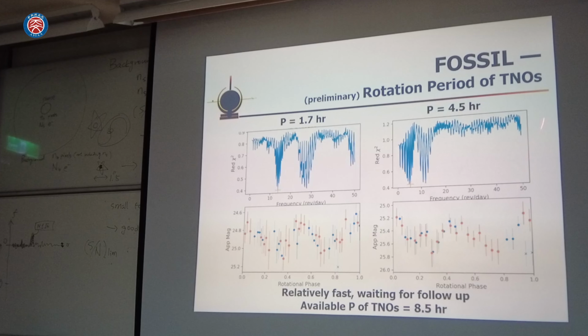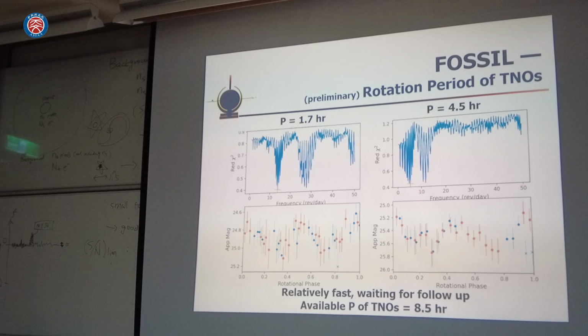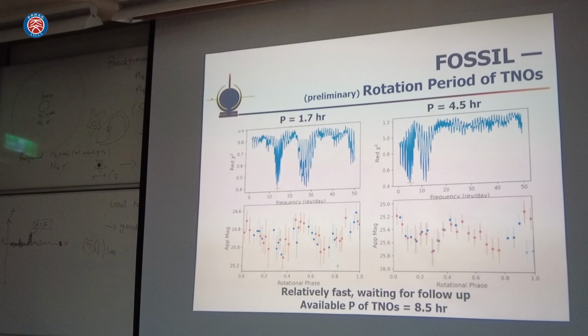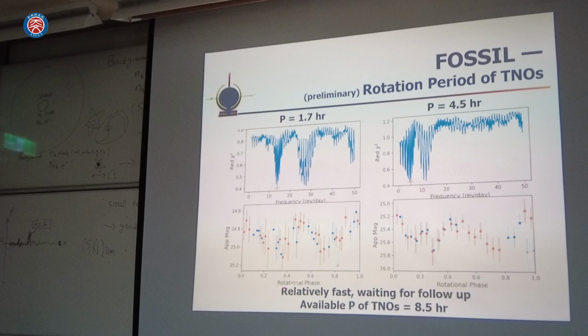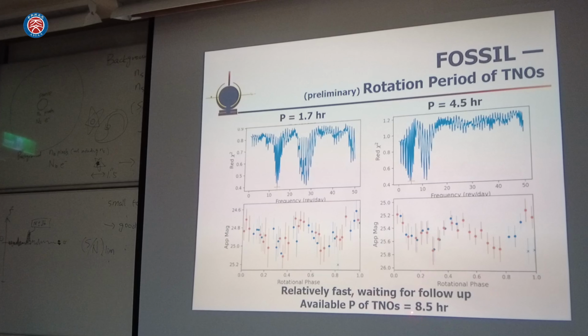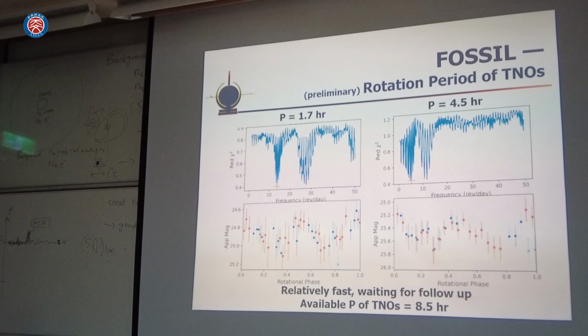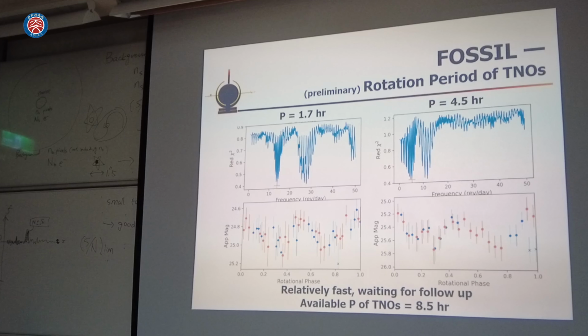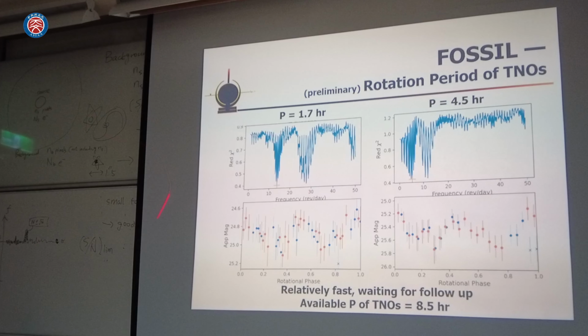And how about TNOs? Because they are very faint, we only end up with less than 10 good rotation periods. But there are 2 rotation periods which are very interesting, because this one only has 1.7 hours. The average one is 8.5, and the other one is 4.5 hours. So it looks like TNOs shouldn't rotate so fast.